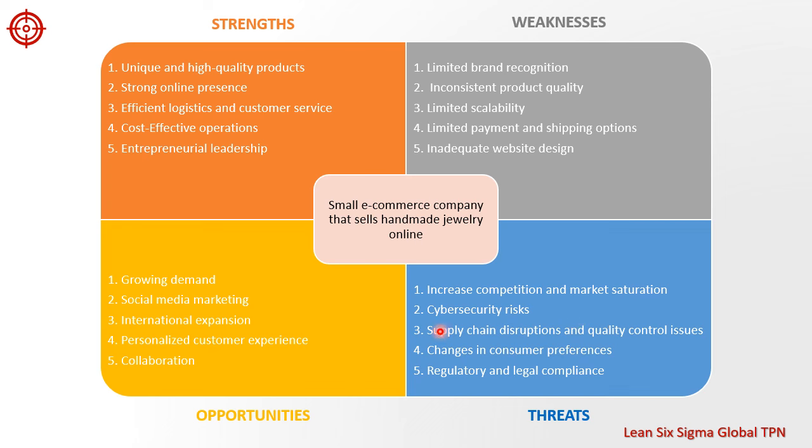Okay, the next threat is the supply chain disruption and quality control issues. So the company sources its materials and products from various suppliers and artisans, which may introduce supply chain risks such as delays, quality issues, or ethical concerns. The company's reputation and customer loyalty may be affected if it fails to ensure consistent quality and sustainability standards.